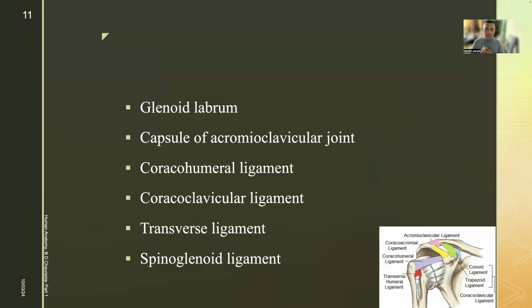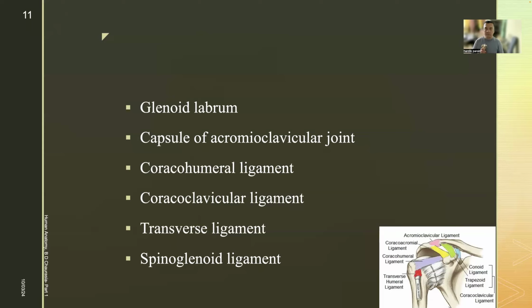Then you have acromioclavicular ligament, the capsule of acromioclavicular joint, which is connected over here. Then coracohumeral ligament, which is connected from the coracoid process to the humerus, which we can see in the diagram also, the light purple color. Then coracoclavicular ligament, which is connected from the coracoid process to the clavicle. Then transverse ligament and your spinoglenoid ligament.